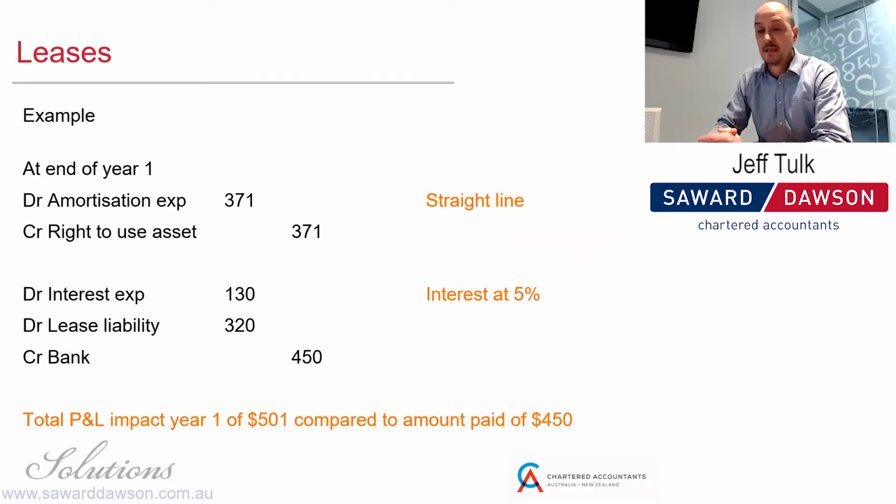We then look at the financing side, or the liability side. Based on a calculation of the lease liability, just similar to what you would do with a finance lease at the moment, the interest expense on the principal would be $130. Your principal reduction, or reduction to the lease liability, would be $320. And obviously throughout the period, you've paid that $450 of lease payments. So you can see in year one, you actually have an expense of $501. Under the current standard or your current treatment, you would have an expense of $450.